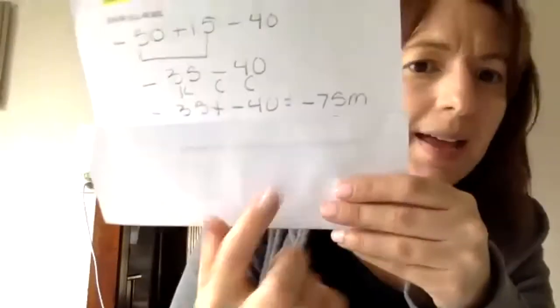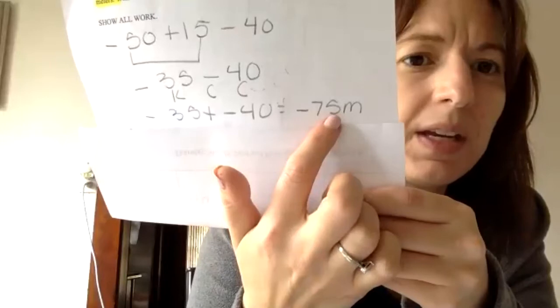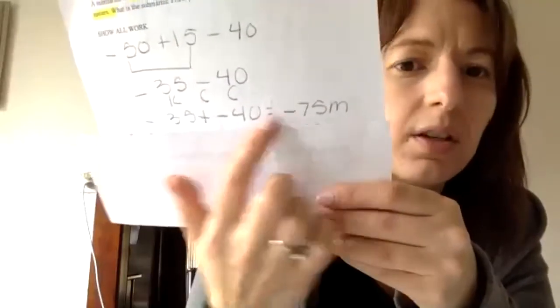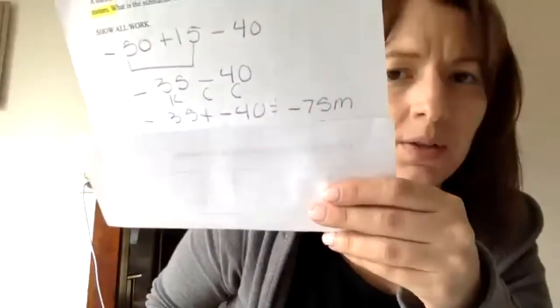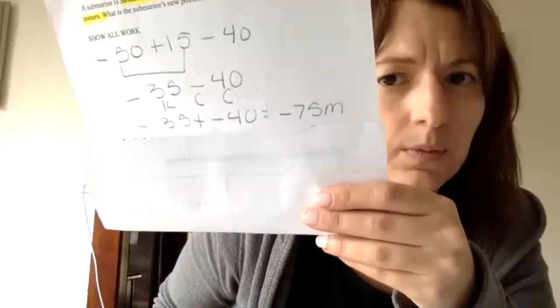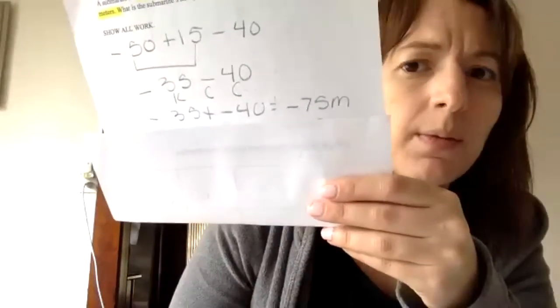Phew, okay. Negative 75 m, which is meters, is the correct answer. You have the correct answer with the unit. Okay, Yusuf, you're gonna come do the next problem.